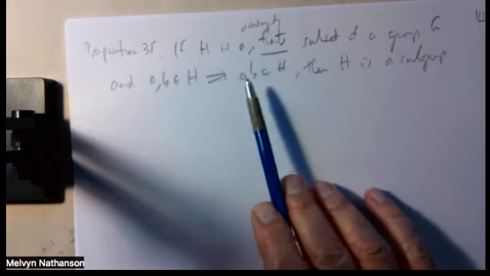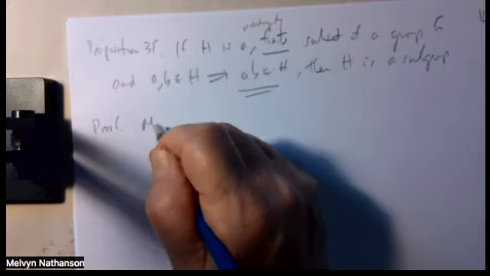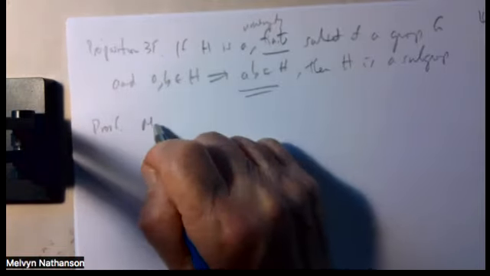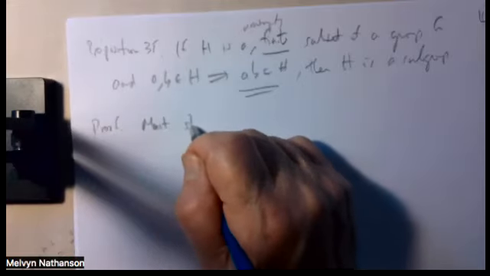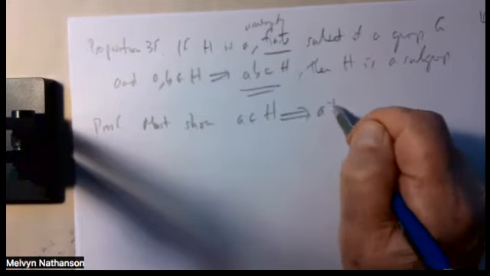So remember, what are the two conditions for a non-empty subset of a group to be a subgroup? It's closed under multiplication and it's closed under taking inverses. So we're assuming that this set H is closed under multiplication. So what we have to do is show that if A is in H, then A inverse is in H.